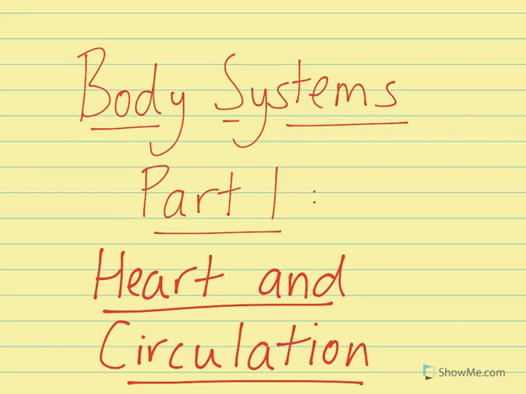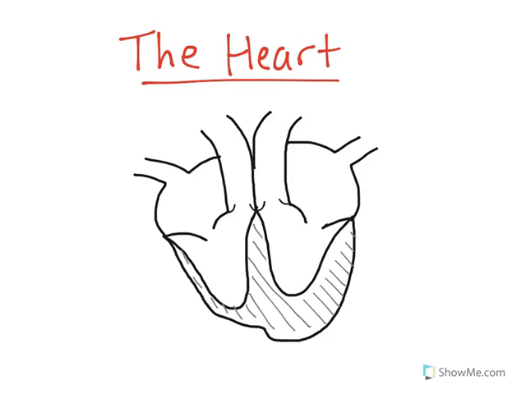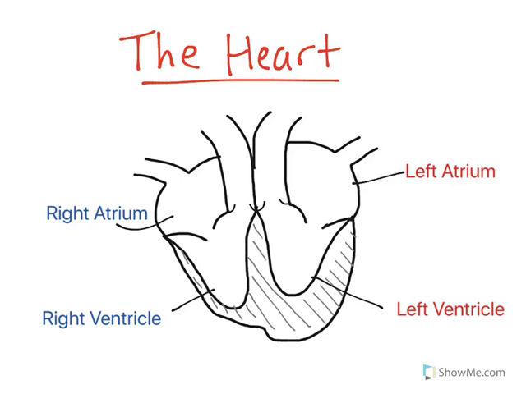Hello everyone, second part of Body Systems Part 1, which is heart and circulation. So if we look at the basic structure of the heart, there are 4 chambers to the heart. The 2 top chambers are the atria, the left and right atrium, and the 2 bottom chambers are the ventricles.